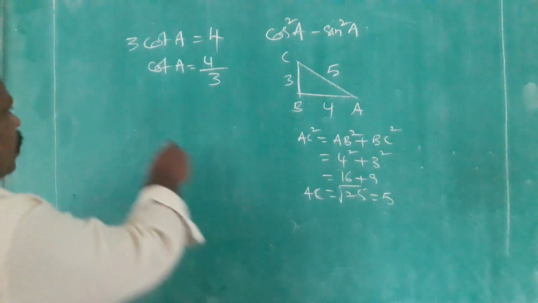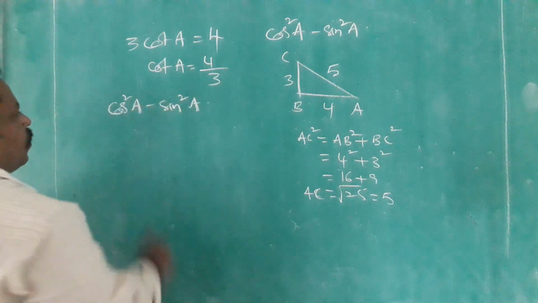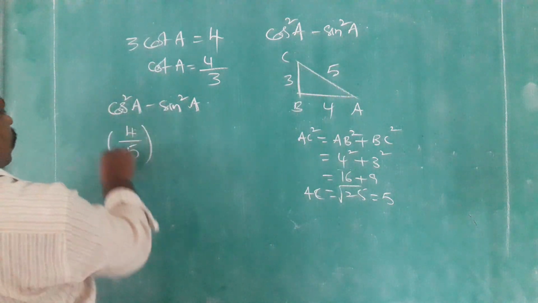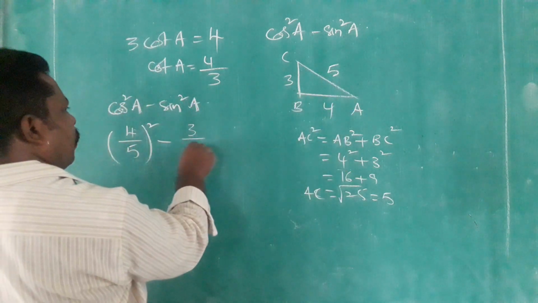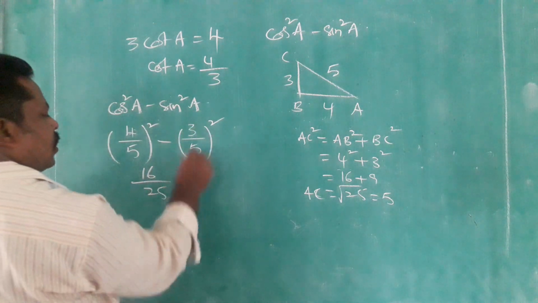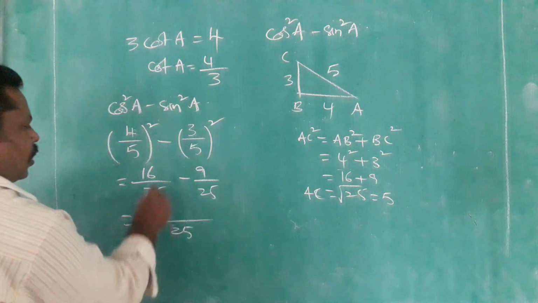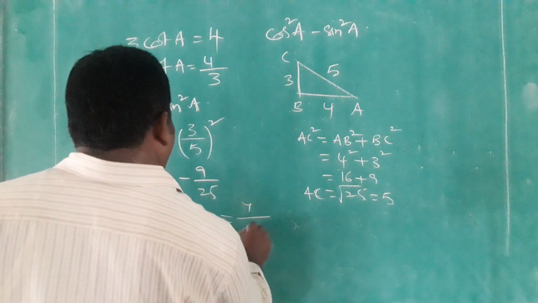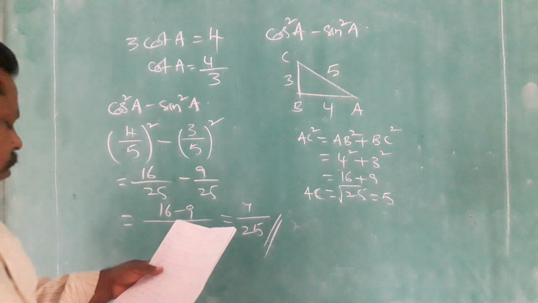Okay. Now cos square A minus sin square A. Cos value is adjacent side by hypotenuse. That means 4 by 5 whole square, minus sin value is opposite side by hypotenuse, 3 by 5 whole square. Now 16 by 25 minus 9 by 25, LCM is 25. 16 minus 9 how much? 7. 7 by 25 is the answer.